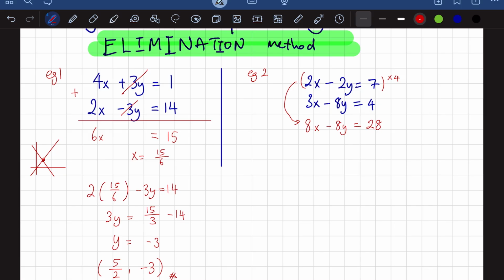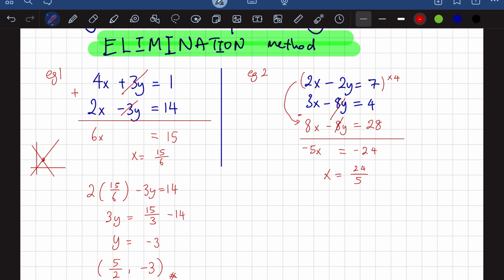So now you see that the 8y terms are both aligned and both are negative 8y. So instead of adding them, I'm going to subtract. This will help me eliminate the negative 8y. All right, so let's try. 3x minus 8x should give you a negative 5x. Negative 8y minus a negative 8y will give you zero, so that will be eliminated. And you have 4 minus 28, so that's minus 24. From there, you can work out x should be 24 over 5.